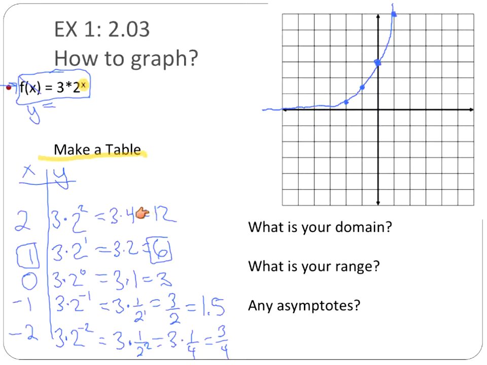What happens when I put in a negative? It just becomes a fraction. What happens when I put in a positive? I get really humongous numbers. So no matter what I pick, I'm never going to get a negative in there. So it's going to get really, really close to 0 and never, ever pass it.